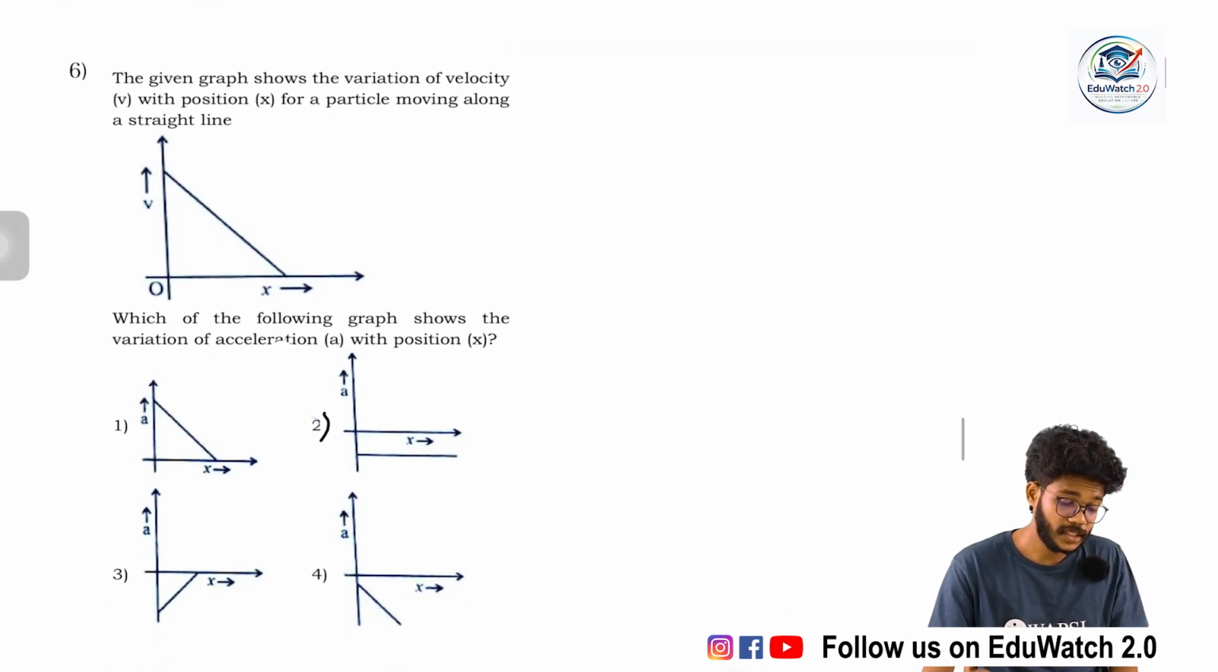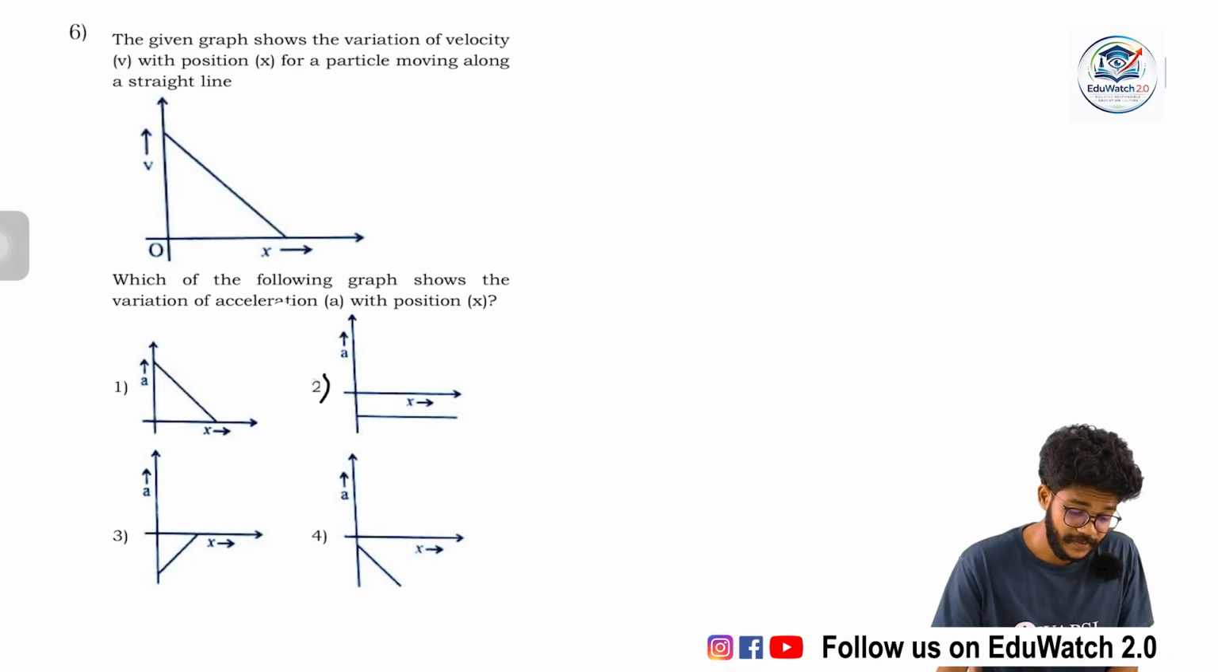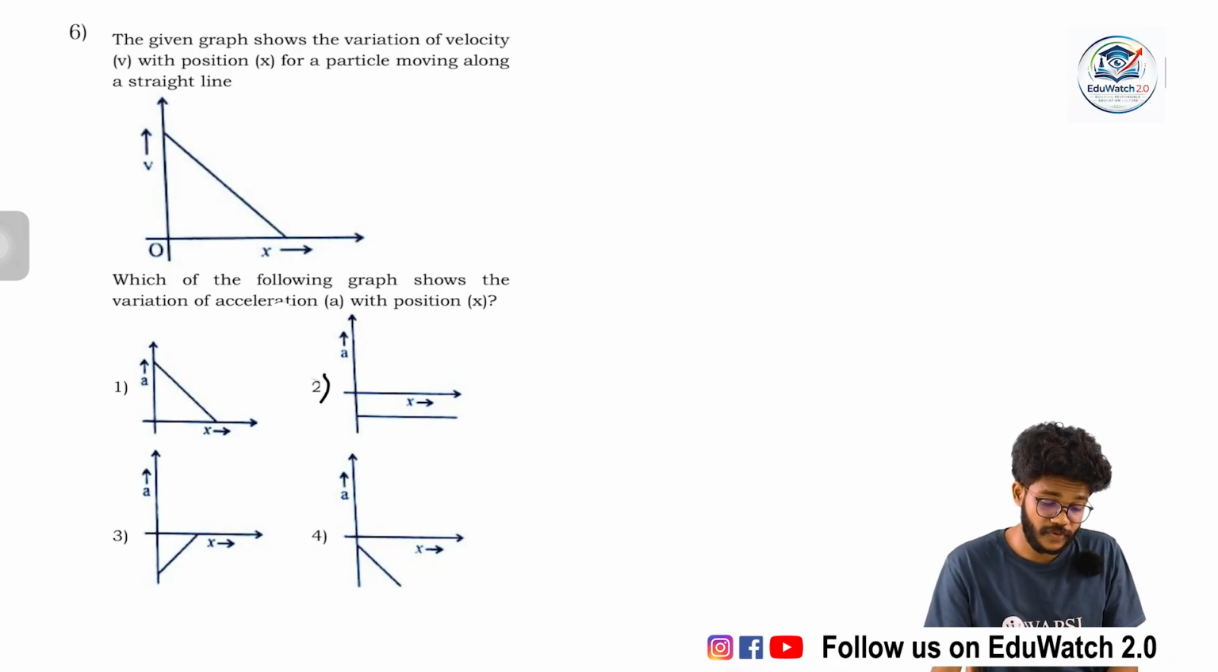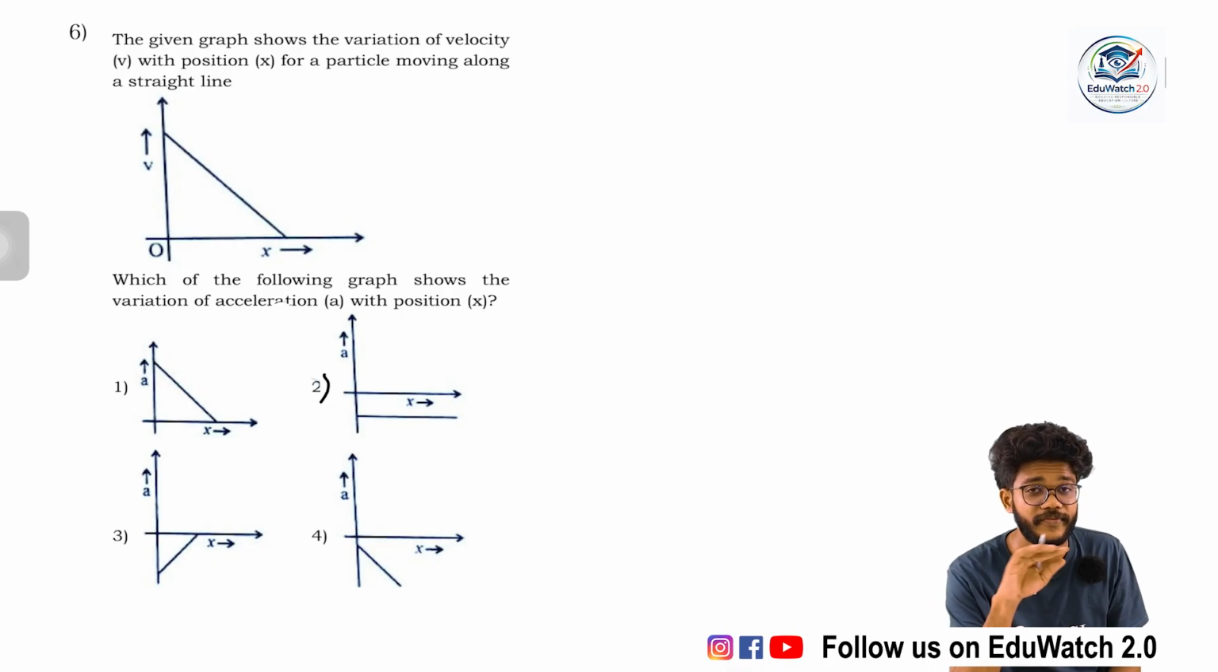And moving to the sixth question. The sixth question is one of the nice questions. The given graph shows the variation of velocity v with the position x. Note that the graph is not a vt graph, the graph is not an at graph, the graph is a vx graph.